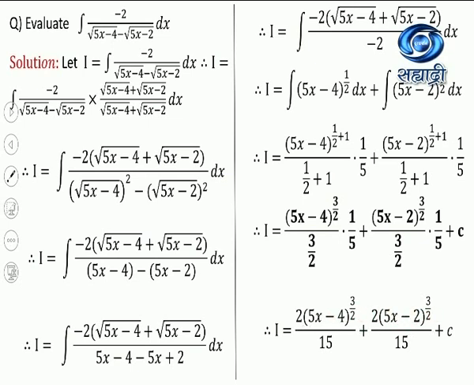And finally, after simplifying, we can write it as 2 (5x minus 4) raised to 3 by 2 upon 15 plus 2 (5x minus 2) raised to 3 by 2 upon 15 plus c. So note over here that the integration sign is not there. So now writing plus c is very, very important everywhere. And now you can leave the answer over here, or you can take 2 by 15 common and then write these two terms in the bracket plus c. So both the things are okay.